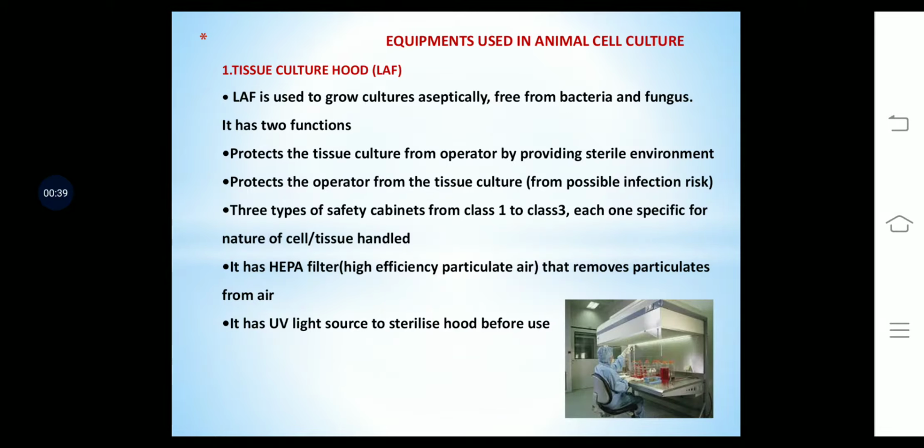So this helps to get the immediate idea of health and growth of the cells, because cells adhere to the bottom of the flask, so that is why inverted microscope is very important.